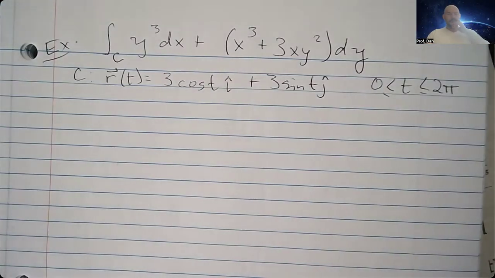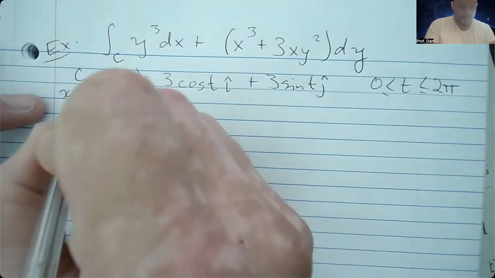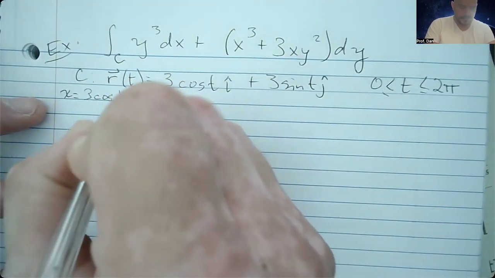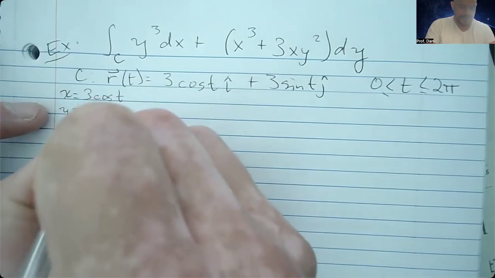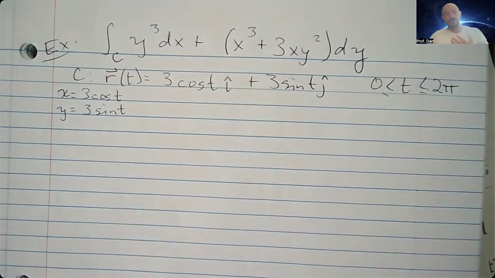All right, so if you remember your vector valued functions from chapter 12, you might notice that this actually makes a circle with a radius of 3. And if you don't believe me, write out your parametric equations. x is equal to 3 cosine t, y is equal to 3 sine t. If you really wanted to, you could write this as x squared plus y squared equals 9. It's the same thing.